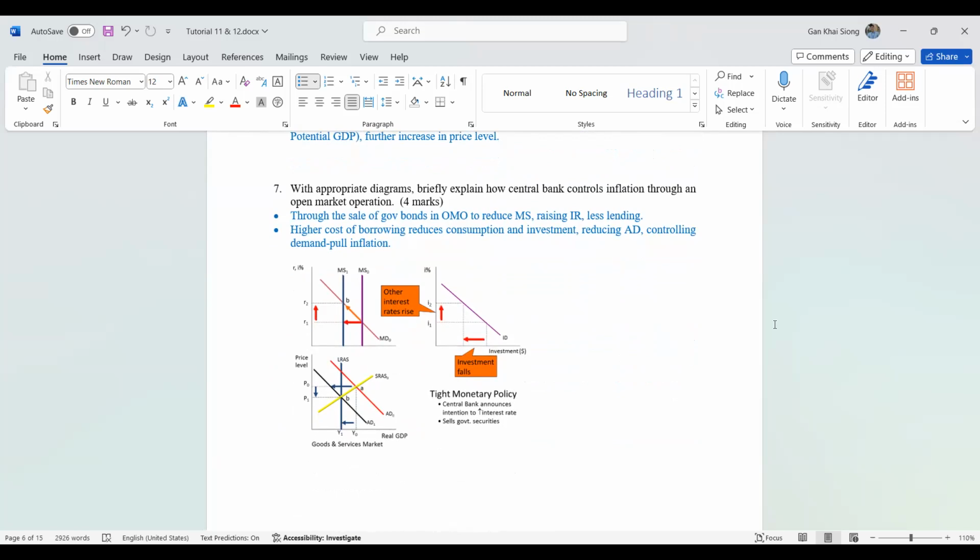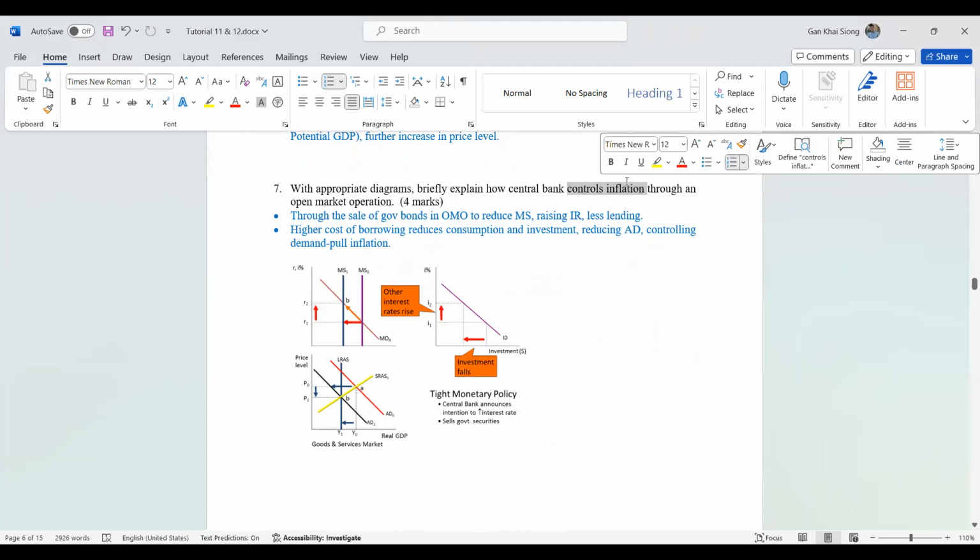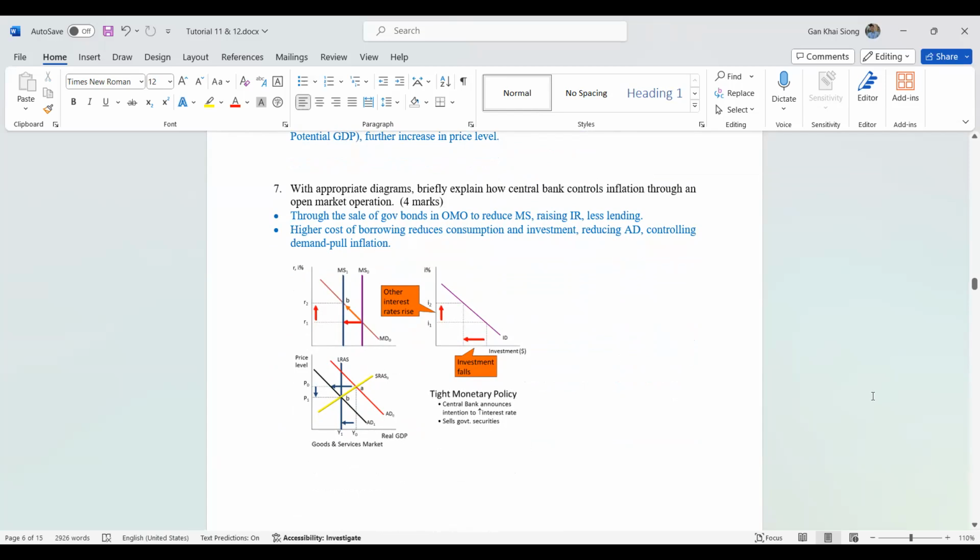So read the question properly when it comes to the exam. Here they're asking you to briefly explain how the central bank controls inflation. Sometimes they may change the question to ask how they tackle recession instead. So make sure you read the question properly, since this is one of the exam questions, and see whether they are talking about tackling inflation or tackling recession. Make sure you put all these points into your answer and then draw the graph. You have 3 graphs in total that you will need to draw together.